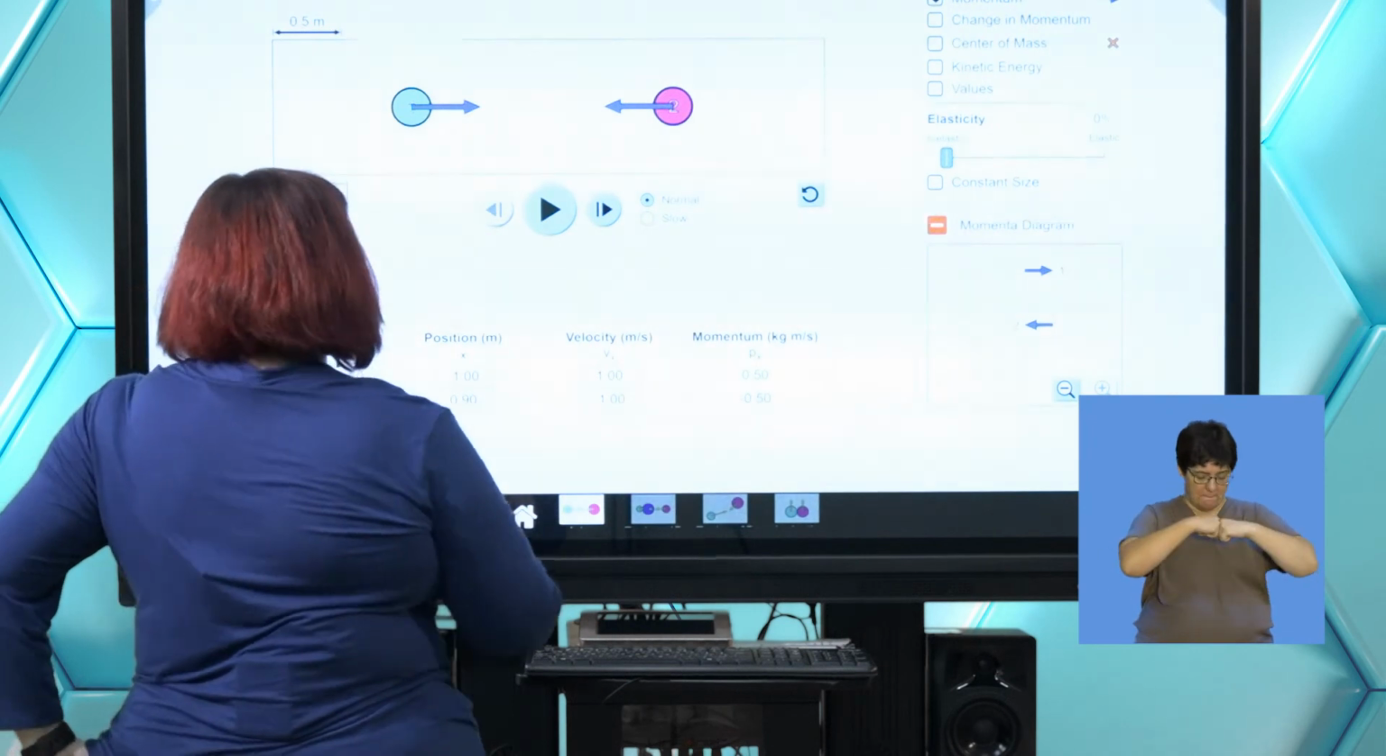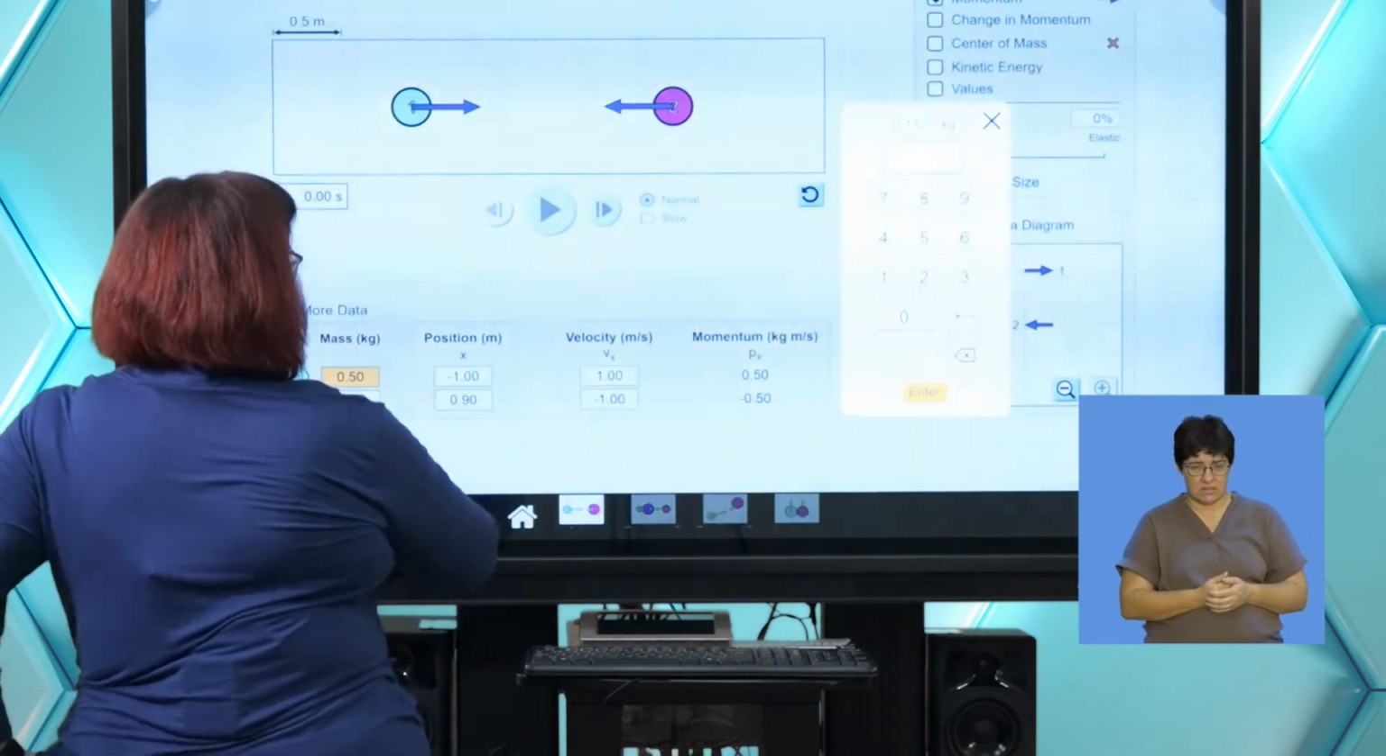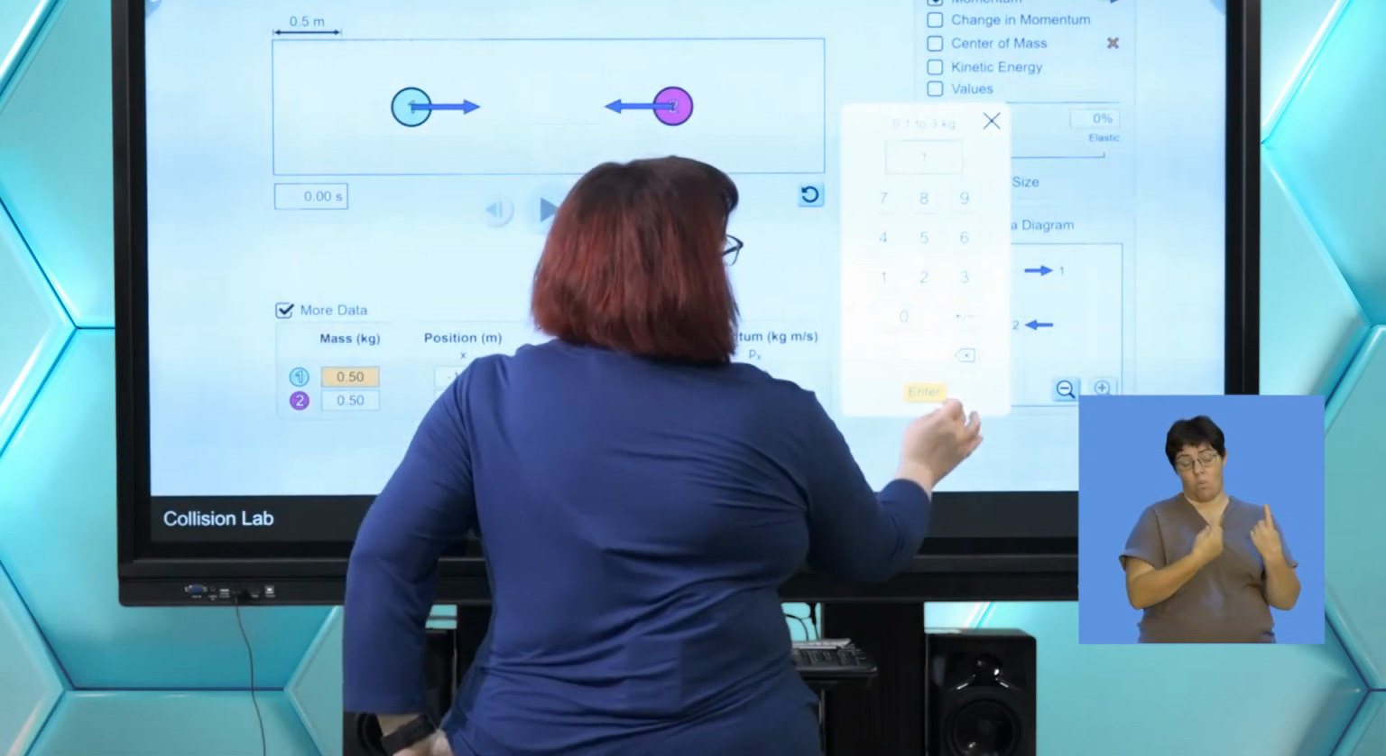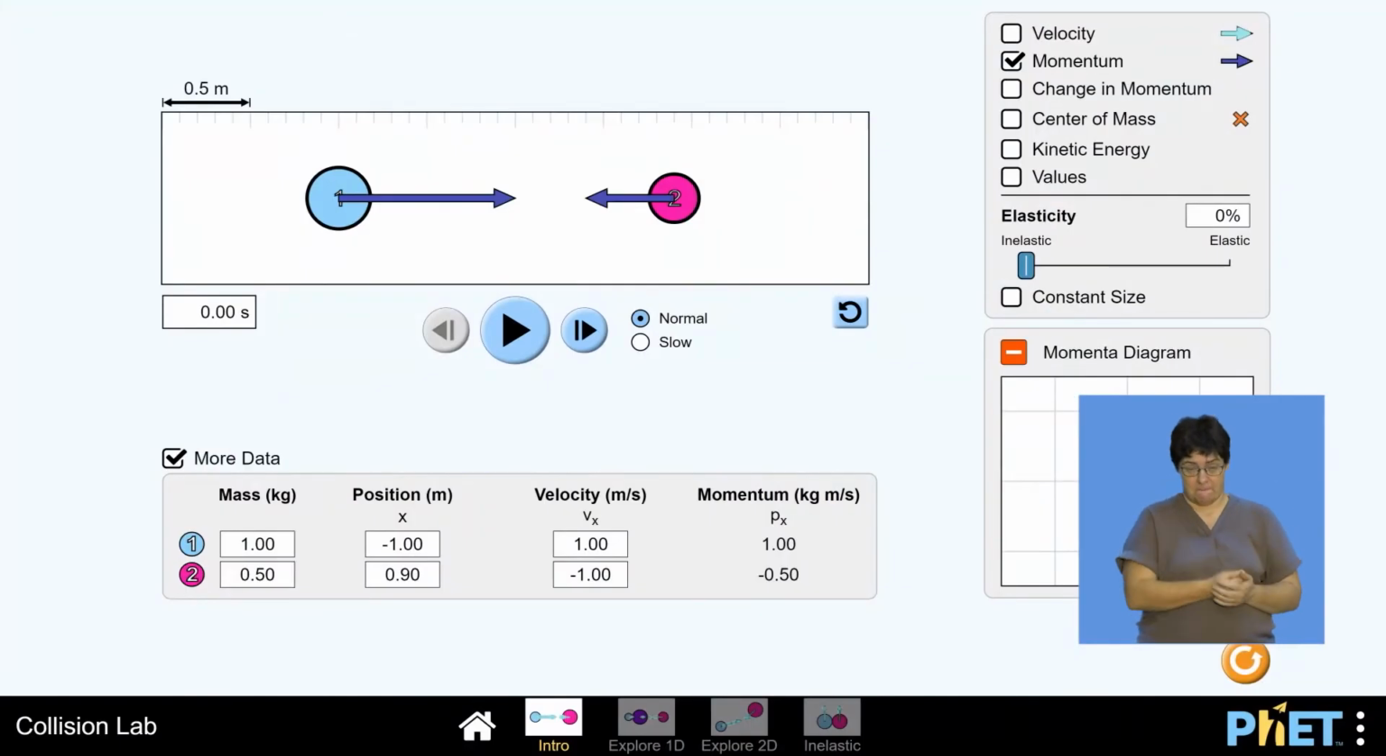So let's change. Let's make number 1 bigger this time. So I'm going to make it 1 kilogram. Okay, so number 1 has a momentum of 1 going to the right. Number 2 has a momentum of minus 0.5. So number 2 is going to the left. My total momentum is to the right. Okay, 0.5. So let's see what happens.